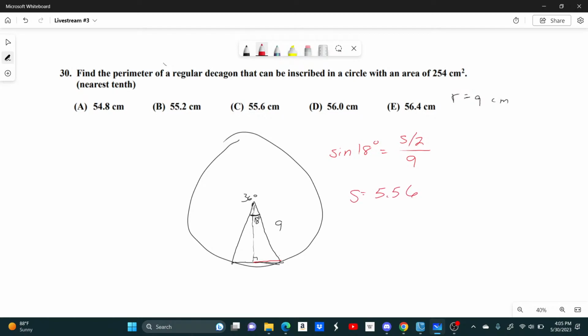But it doesn't actually want the side length, be careful. It actually wants the perimeter. Well, that's pretty easy. A decagon has 10 sides. So just take that, multiply by 10, you get 55.6 centimeters.